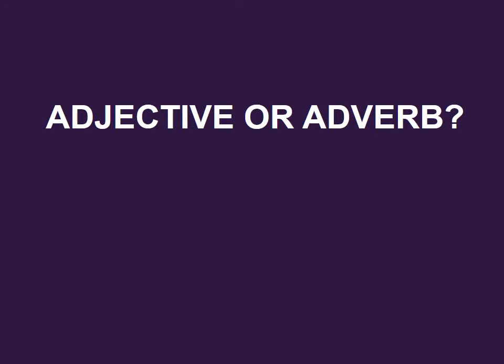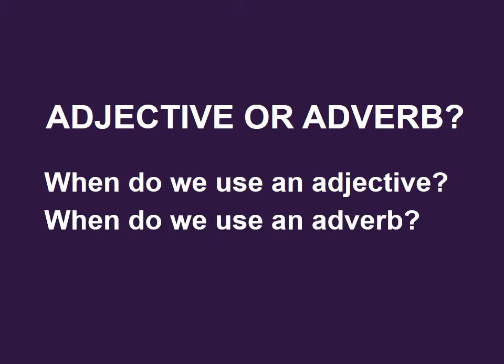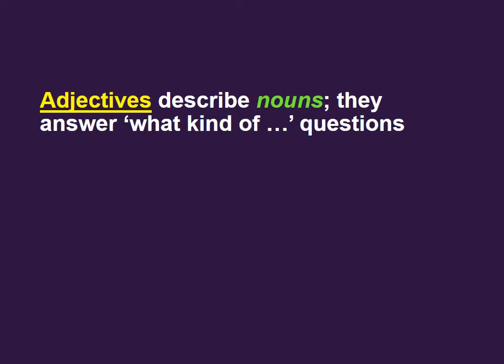You now know everything there is to know about the spelling of adverbs. Maybe you are now wondering, when do we use an adjective? And when do we use an adverb? We use adjectives to describe nouns. In other words, adjectives tell us something about nouns. They answer what kind of questions.